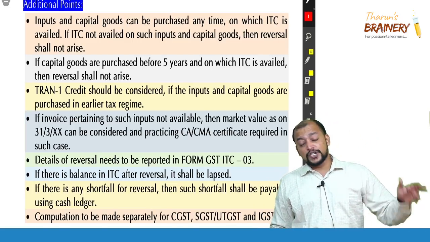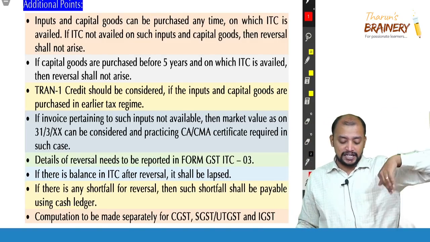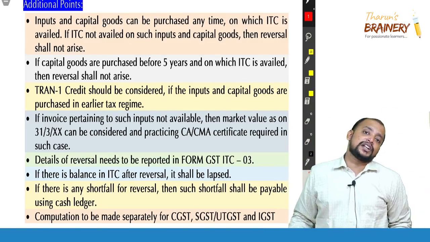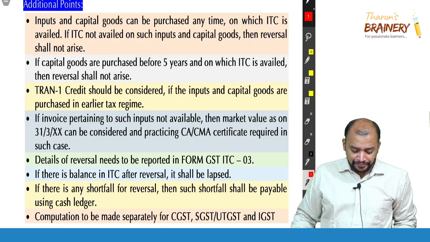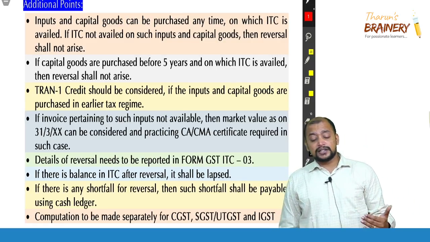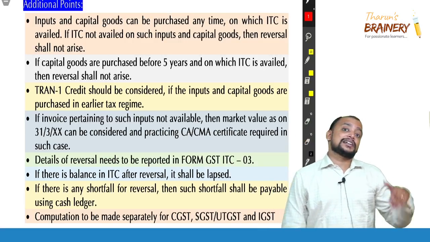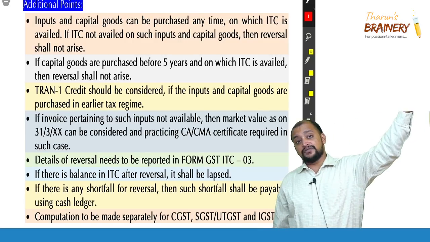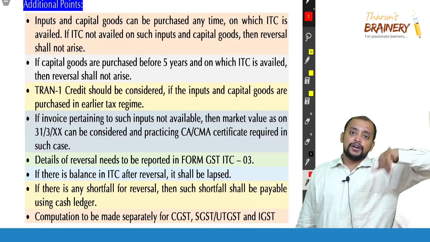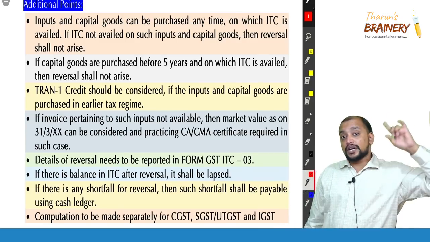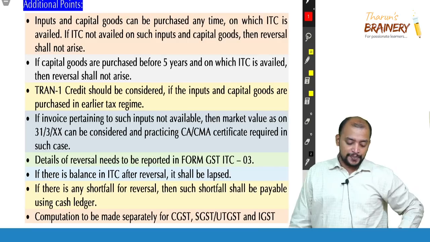If capital goods are purchased before 5 years on which ITC is availed, then reversal shall not arise because the life is 60 months. Then Tran 1 credit should be considered if inputs and capital goods were purchased in the earlier tax regime. So in the earlier tax regime we purchased inputs and capital goods, and now we need to reverse the ITC. So whatever is the Tran 1 credit, you should check.